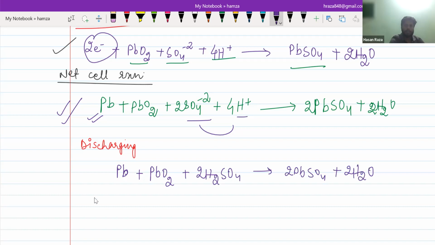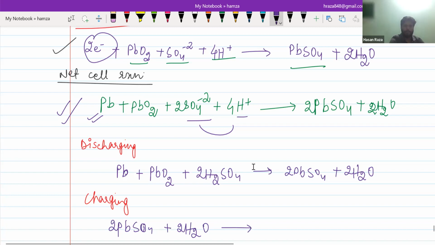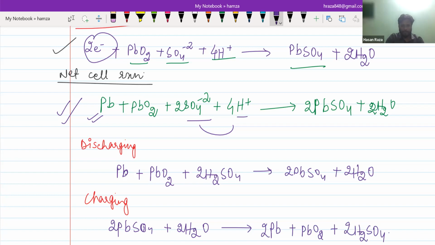So what will be the equation for charging? So equation for charging will be reverse of this. That means equation for charging will be 2PbSO4 plus 2H2O to give 2Pb plus PbO2 plus 2H2SO4 plus 2H2SO4. Please write it.